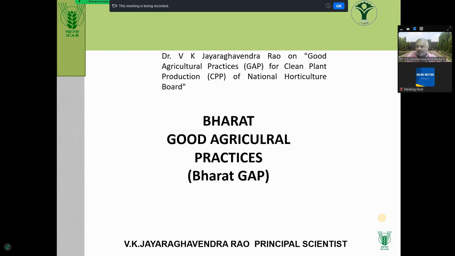If you take paddy or ragi, maybe in some pockets if the planting material or the seeds are faulty, only a few farmers are going to be affected. But in the case of horticulture crops, the perennials, clean plant production is of very great importance, because once you plant a faulty tree, a faulty plant, it is going to be there for years and years, and your productivity is going to be hit.